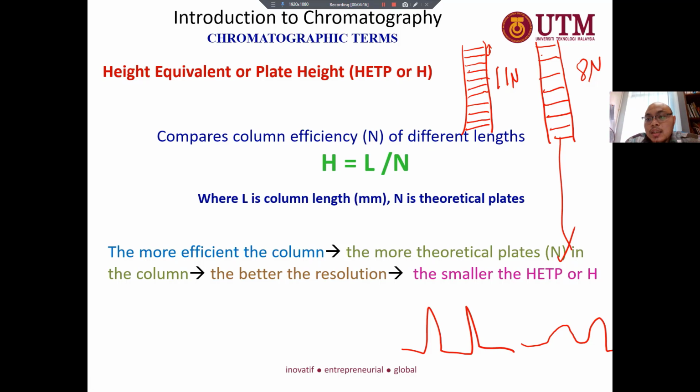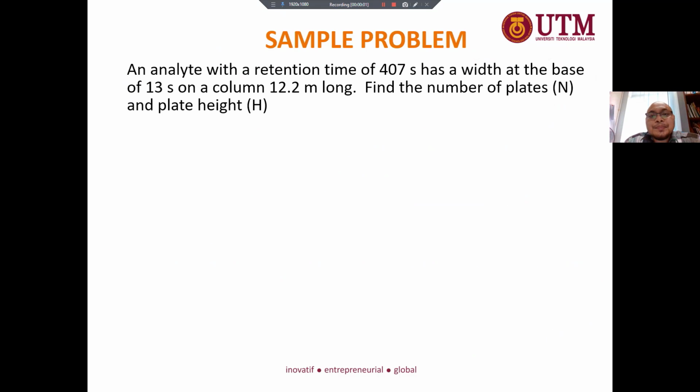We will look into an example question on the plate number and also the plate height. Okay, in the sample problem here, an analyte with a retention time of 407 seconds has a width at the base of 13 seconds on a column 12.2 meters long. Find the number of plates and plate height. So you need to extract the information. Just draw the chromatogram.